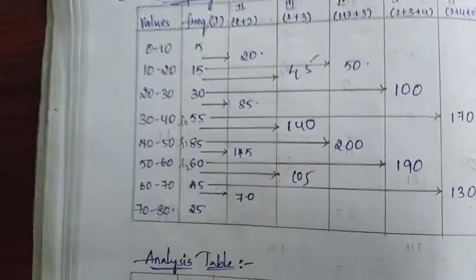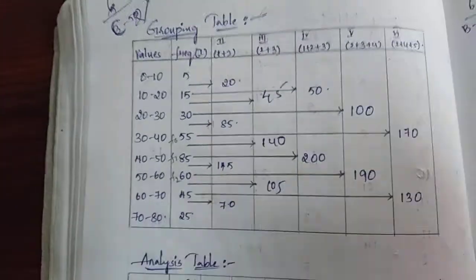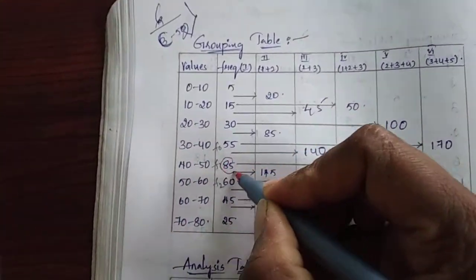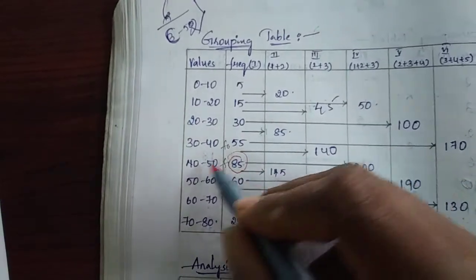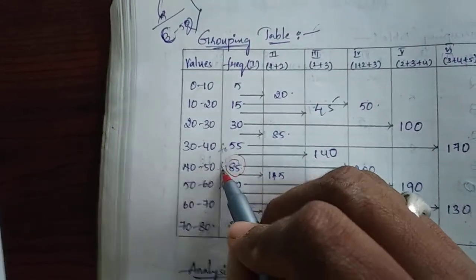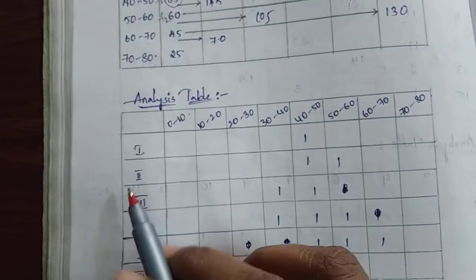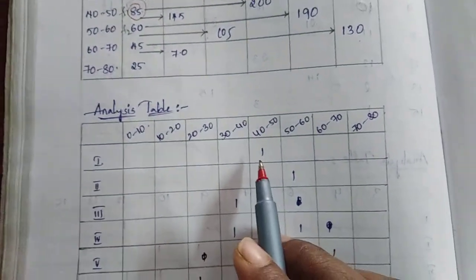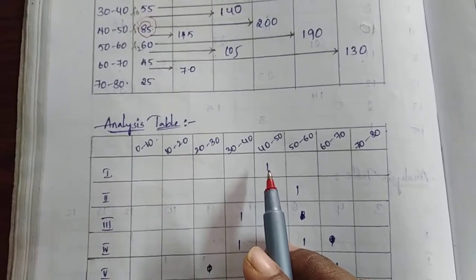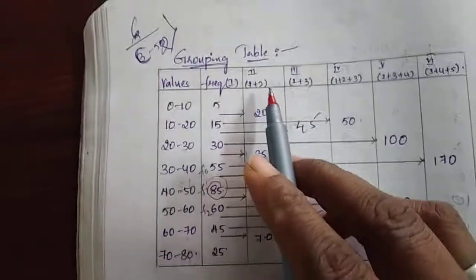In the first column, which is the higher value here? 85 is the higher value. Where does it lie? It lies between 40 to 50. So in the first column we have to mark it under 40 to 50. That is the first one. Next we have to go to the second column.